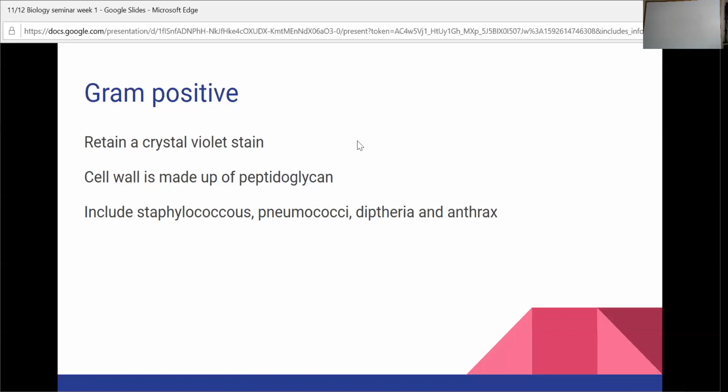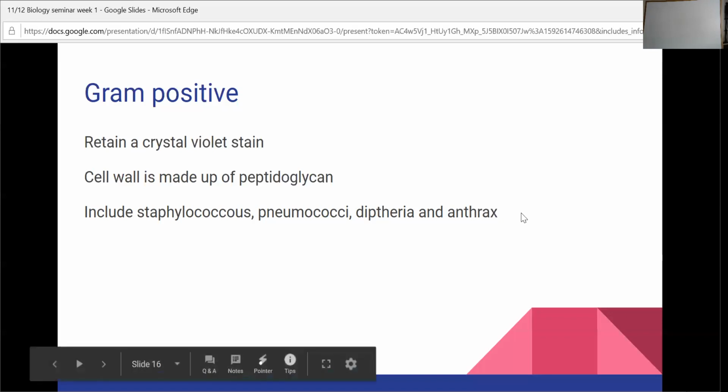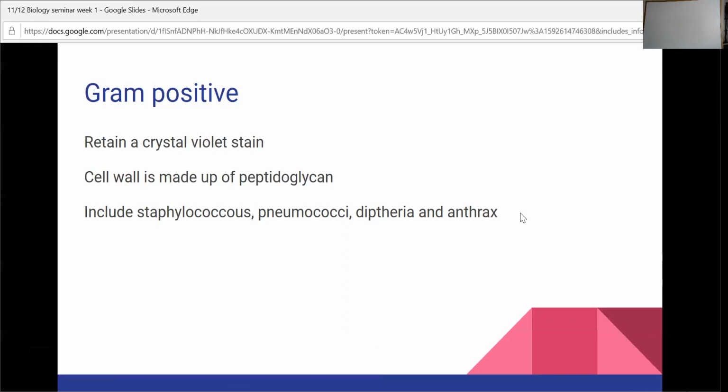So diphtheria, tetanus. The reason you should get your tetanus shot, when they say, is because your body will quite literally lock up and you won't be able to move. And anthrax. Anthrax is found in sheep, I'm pretty sure, and is a very, very potent biological weapon.